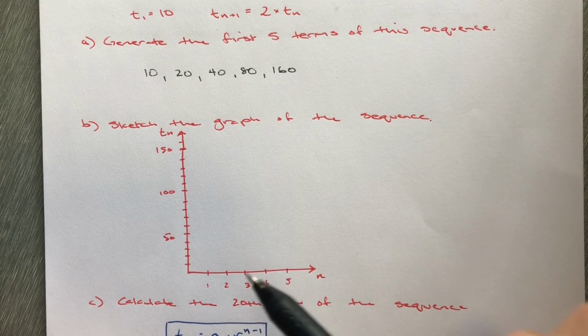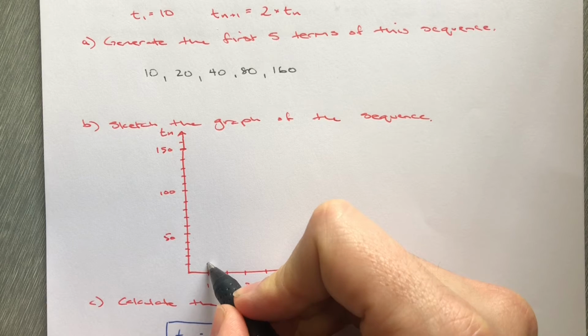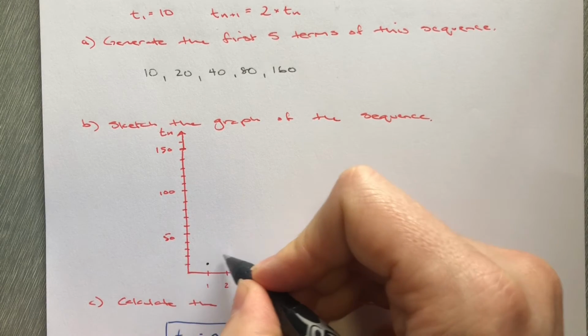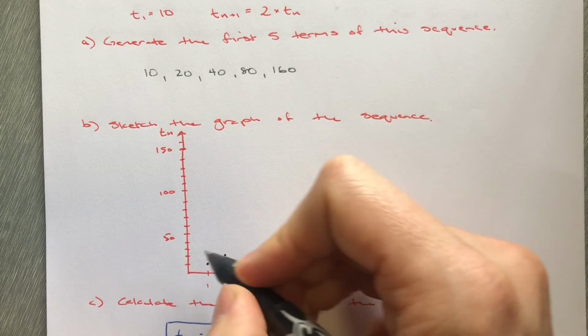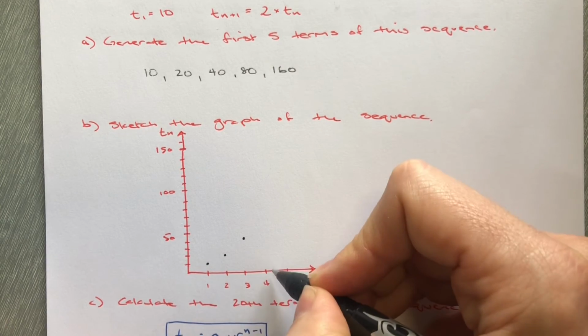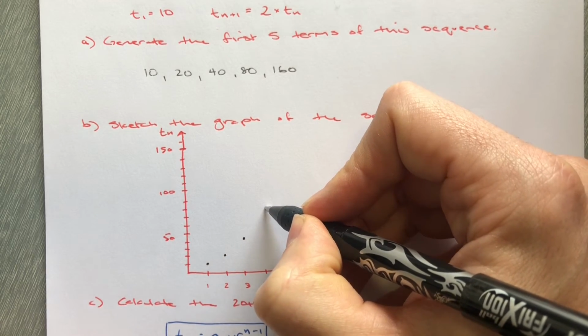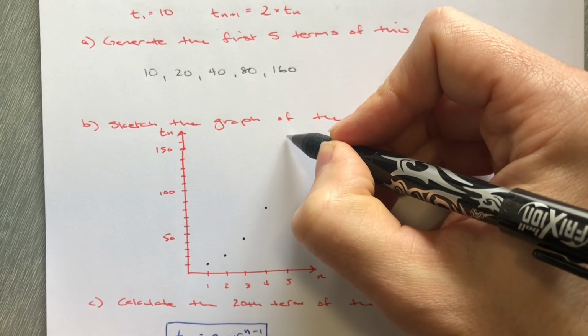All right, so first term was 10. So let's look at the scale here. This is going to be 10. The second term was 20, which is here. The third term was 40, which is up here. The fourth term was 80, which is up here. And the fifth term was 160, which is way up here.